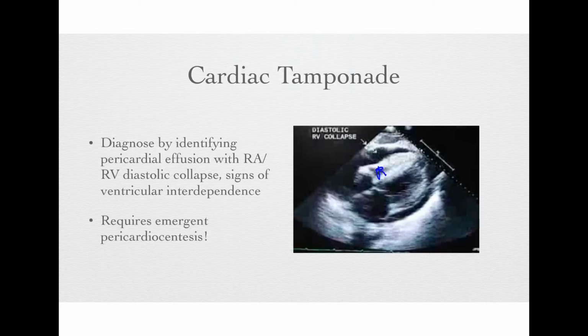Here's the right ventricle, the right atrium, the left atrium, and the left ventricle. You'll see that around the heart, there's a collection of fluid, and that's the pericardial effusion. Not all pericardial effusions cause tamponade, regardless of how big they are. But the characteristic finding that tells us that this patient likely has tamponade is that the right ventricle appears almost completely collapsed, with almost no lumen in the middle.